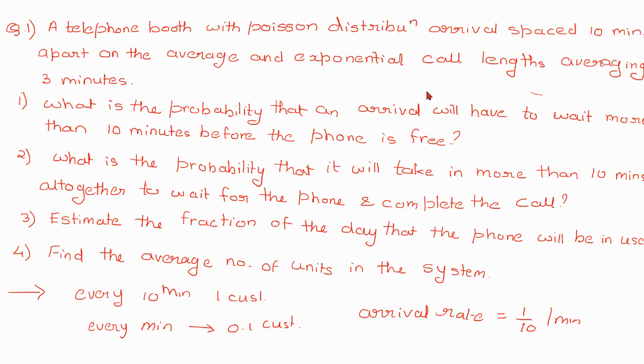What does this sub question state? What is the probability that an arrival will have to wait more than 10 minutes before the phone is free? Before the phone is free, that means he will wait, and once the phone is free, he will make a call. So he waits for 10 minutes, then the phone will be free, and then he will be served. That waiting time before the phone is free does not include the service time. So this is an example in which you have to calculate the probability of the waiting time being more than 10 minutes, excluding the service time.